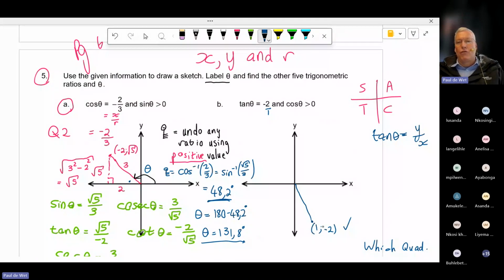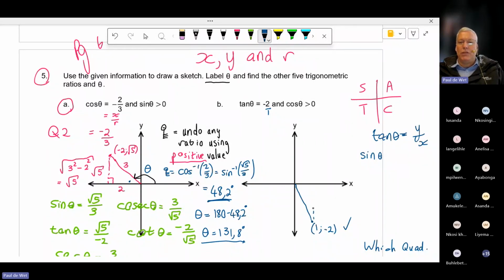Now, I want you to look where I've drawn this line. I did not draw it over here, because over here the x value would be bigger than the y value. I've drawn it over here because this is going to help me realize what the size of the angle is. If I wanted sine of theta, which of these variables am I missing? I'm missing r. Who can tell me what r is going to be?